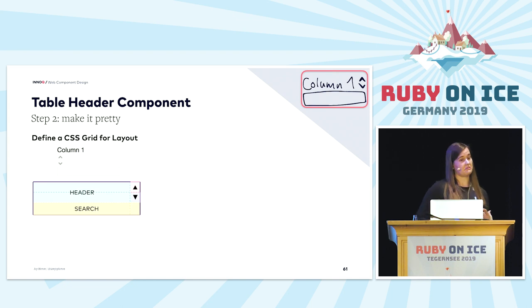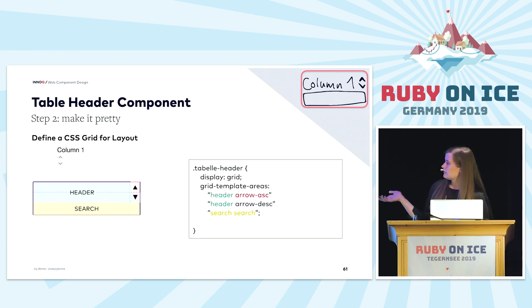So how can we do this in CSS grid? We can use the property display: grid, and then we can define grid-template-areas. And this basically looks the same as we see on the left. So we said before we wanted a header that would span two rows. So in the two rows of our grid template areas, we have the header area. The search should span the width of the column, so span two columns. So we have the search area spanning two columns. We can kind of see that in the grid areas. And then we have the arrow ascending and arrow descending areas.